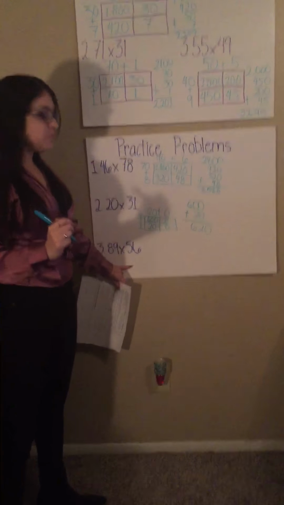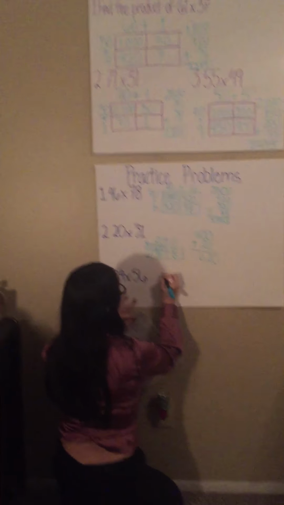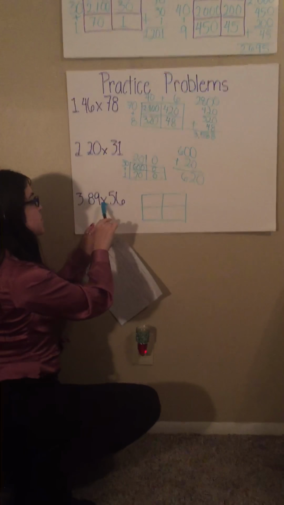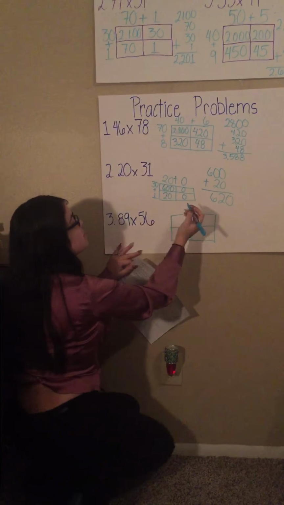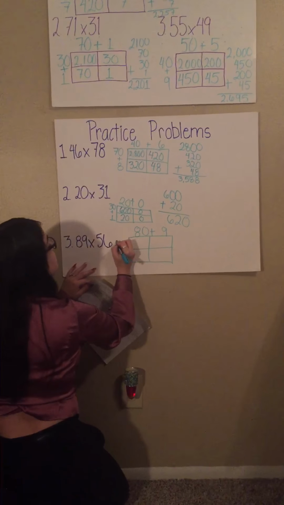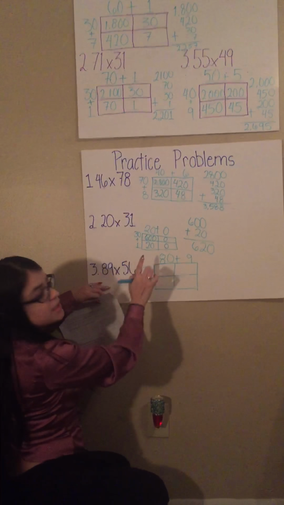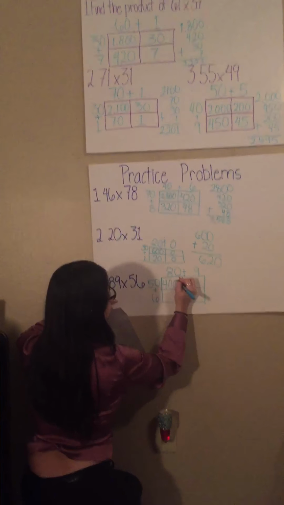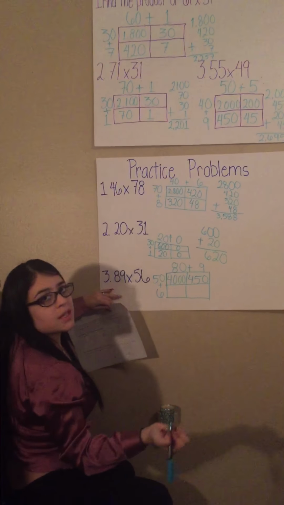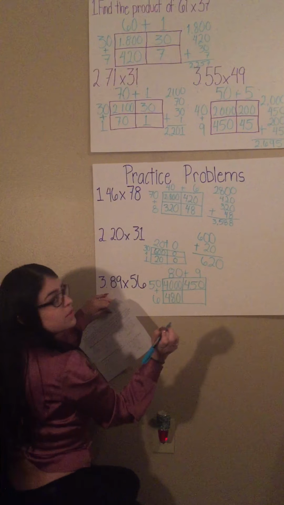Then our last practice problem, we're going to do 89 times 56. So let's do our box method. We're going to do our first number, which is 89. So we do 80 over here, plus 9. And our second number, 56. So we do 50 plus 6. And now we have to multiply. So 80 times 50 equals 4,000. And then we do 50 times 9, which is 450. Then we do 80 times 6, 480. And the last one, 6 times 9, which is 54.